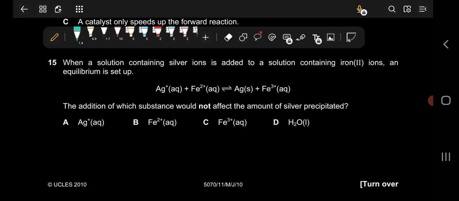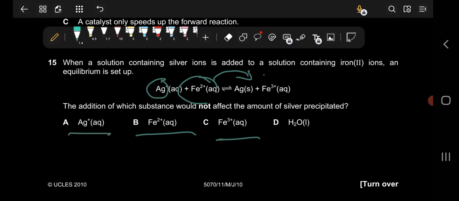Look, if you add Fe +3, if you add more of this, more silver ions are going to be formed, so it will affect. If you add Fe +2, more silver is going to be precipitated. If you add Ag+, again more silver is going to be precipitated, so addition of water won't affect.